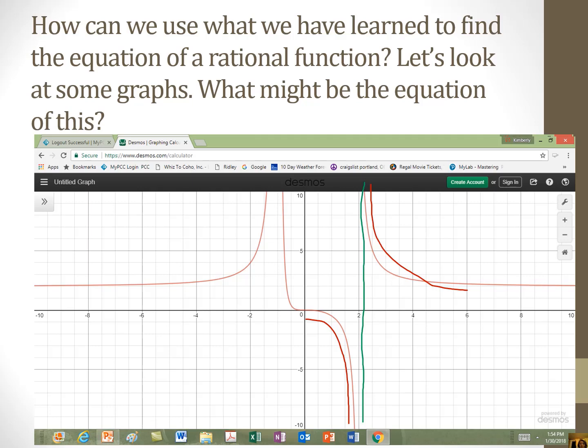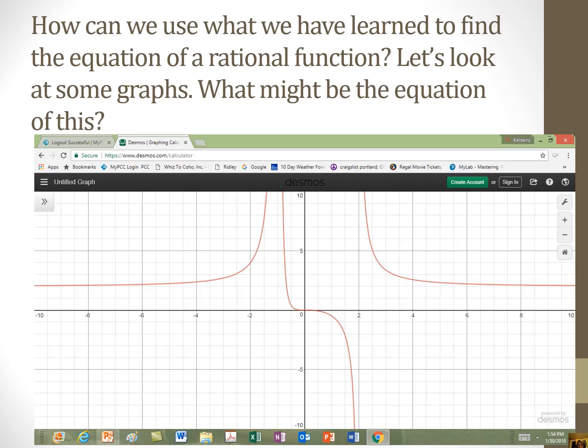What happens on the other side, though? We have a vertical asymptote right here at -1. You would need a denominator of x plus 1 for that. But the graph approaches it from both sides there. So that needed a multiplicity of 2, which means it needed a square there.